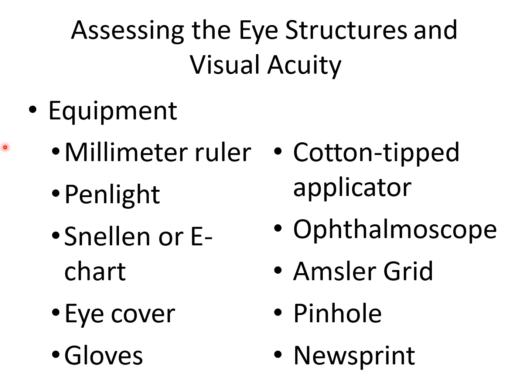The equipment you should use are a millimeter ruler, penlight, Snellen chart, or what we also call E-chart. At times, you can use a children's chart for children. An eye cover, of course, gloves to be used for inspection, cotton-tipped applicator or cotton balls, ophthalmoscope, or if none, you can omit this one and use only the penlight, your Amsler grid, a pinhole, and newsprint or a book for reading.